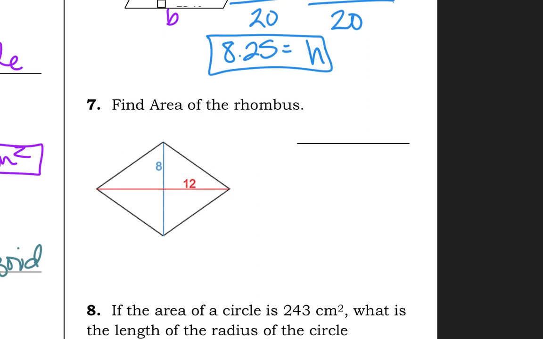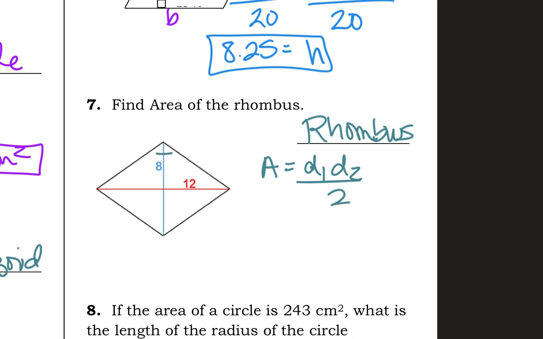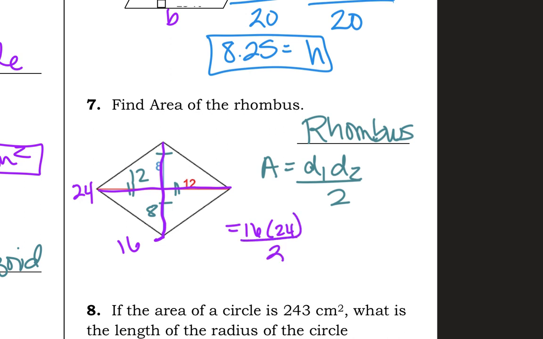All right, the next one is a rhombus. Like a kite, you're just going to multiply diagonal 1, diagonal 2, and divide by 2. But with this one, keep in mind that these two are identical, as well as these two. So this full diagonal is 8 plus 8, which would give us 16. And 12 plus 12, this is going to give us 24. So we're going to plug in 16 by 24. All right, that gives us 384. Divide that by 2, our area should be 192 units squared.